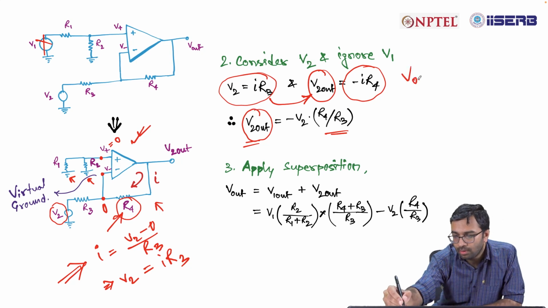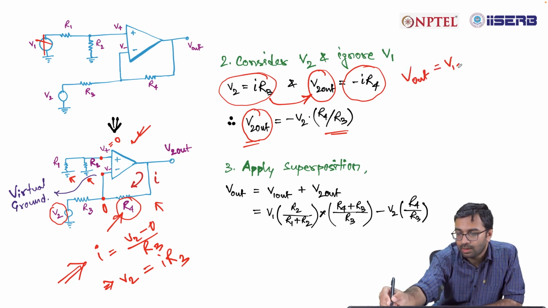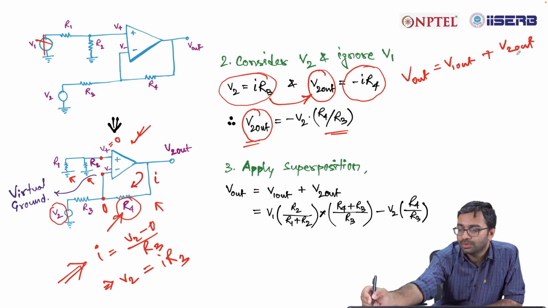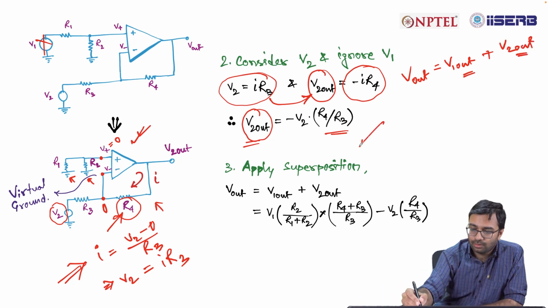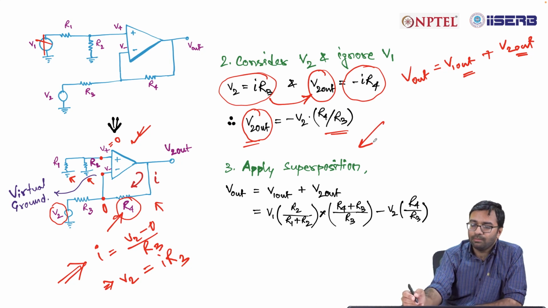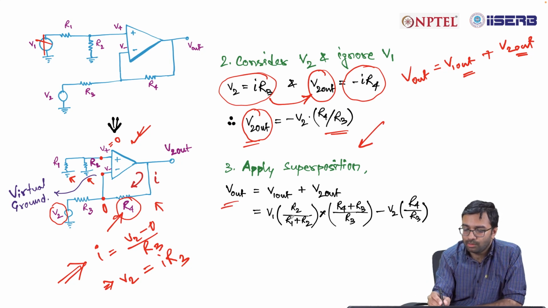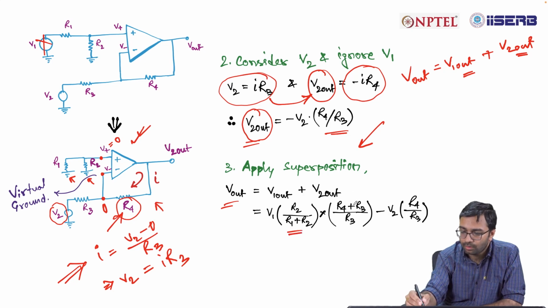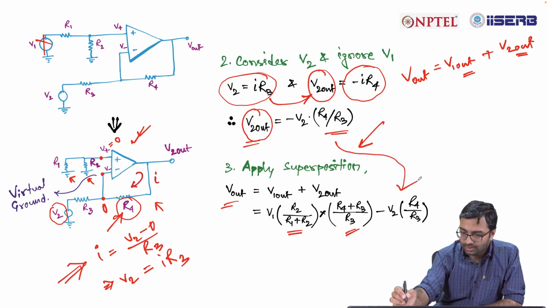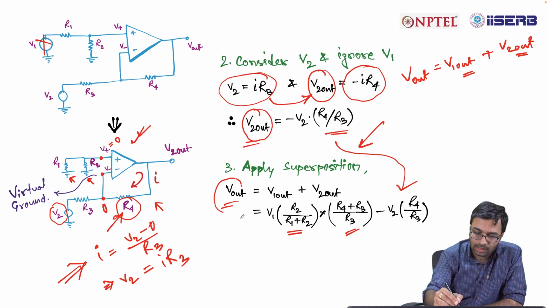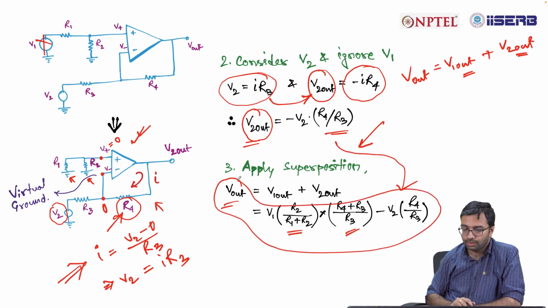Then your V out will be V1 out plus V2 out according to the superposition theorem. So after applying the superposition theorem, you will find your V out is equal to V1 into R2 divided by R1 plus R2, into R4 plus R3 divided by R3, minus this term V2 into R4 by R3. So this is your V out.